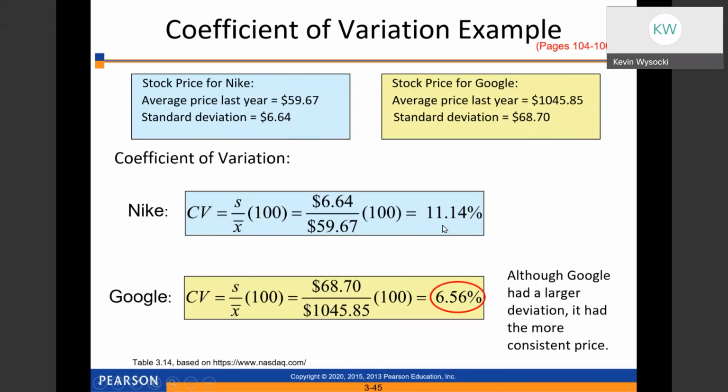So if we look at the quantity of this coefficient of variation, if we do it for Nike, when we divide it, we get this value of 11.14%. When we do it for Google, we get 6.56. So a smaller number indicates a more consistent price, even though it has a larger deviation. The $68 is much larger than 6, but it's in relationship to the average.